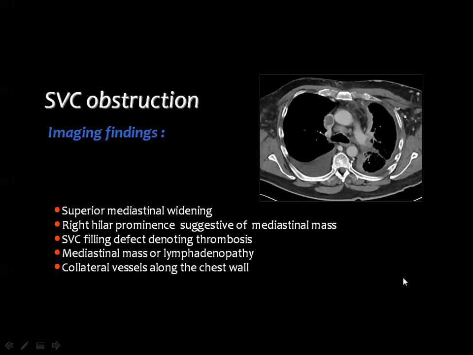If you have the cross-imaging techniques, you can see a filling defect within the superior vena cava, like this one. You may also identify the mass, which is responsible for obstruction, and meanwhile, you can see multiple dilated collateral vessels in the chest wall secondary to this obstruction.